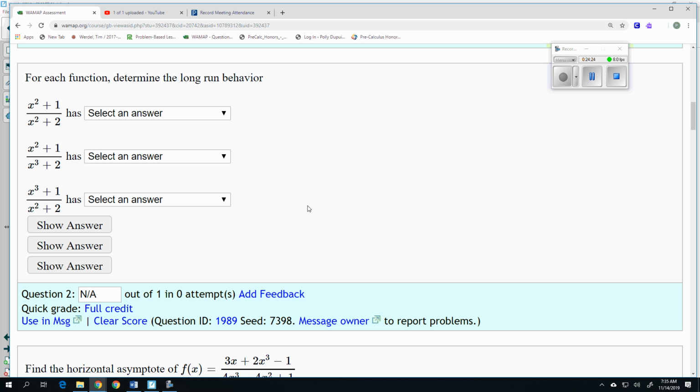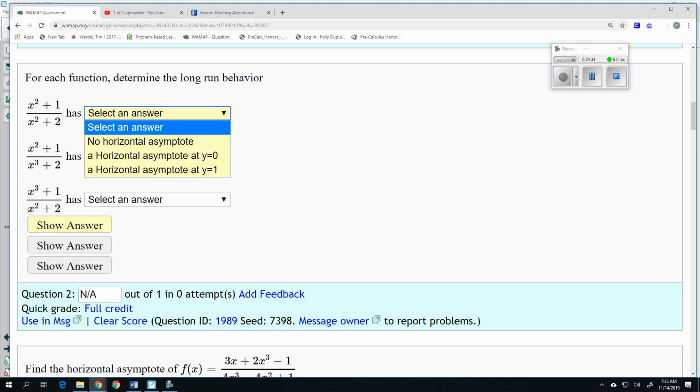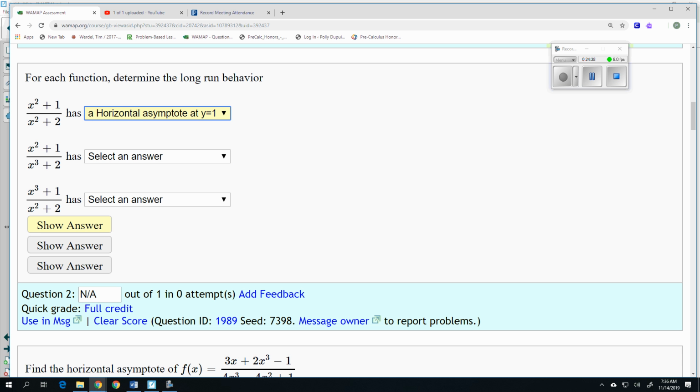Okay, so let's look at this one. Okay, long-term behavior is the same as a horizontal asymptote. What do you think the first one has? Could you look at it and tell me what you think the first one has? Everybody okay with one? All right. What about the next one?